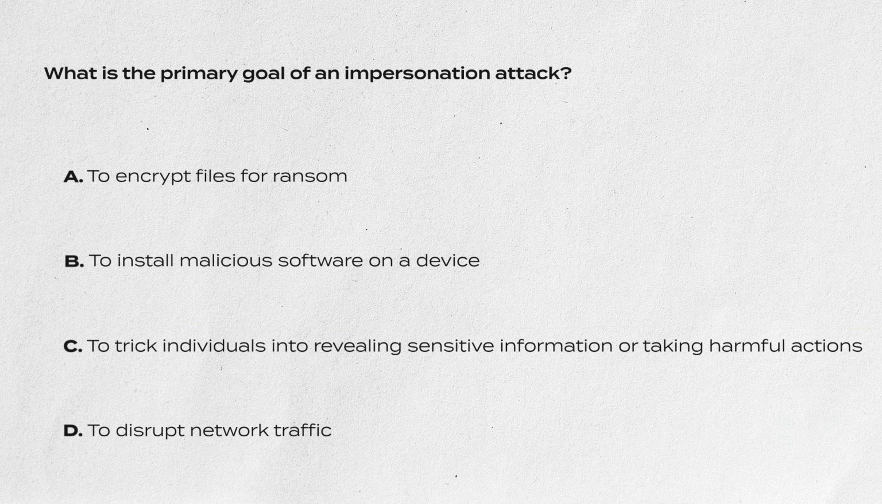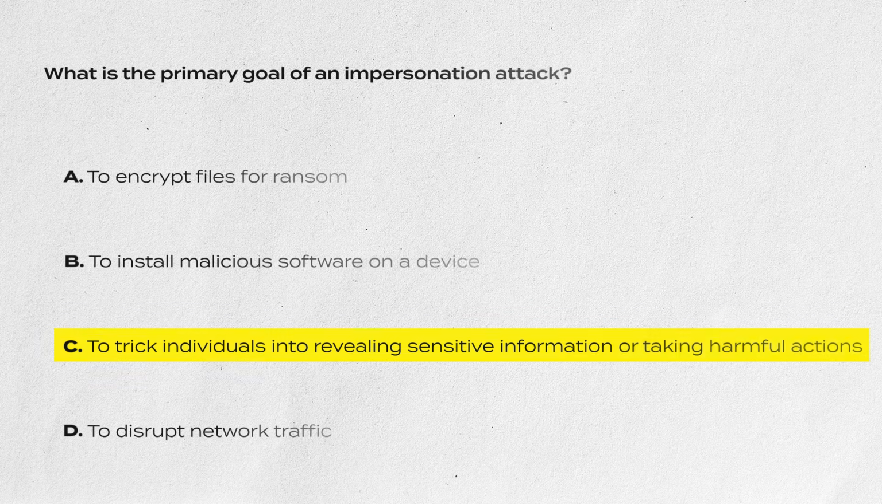The answer, of course, is C, to trick individuals into revealing sensitive information or taking harmful actions. Impersonation attacks typically aim to manipulate trust, convincing the victim to share sensitive data or take actions that compromise security, such as clicking malicious links or disclosing credentials.